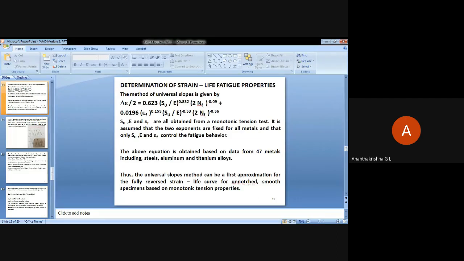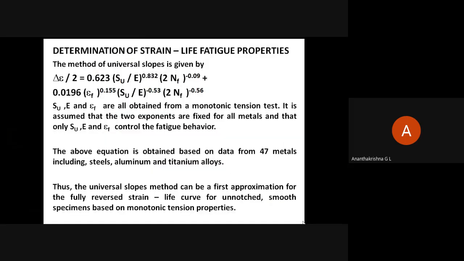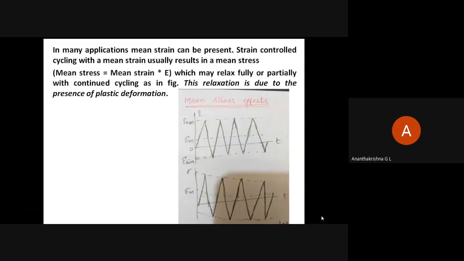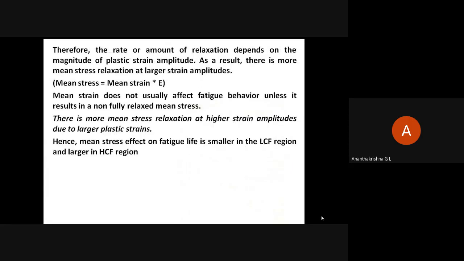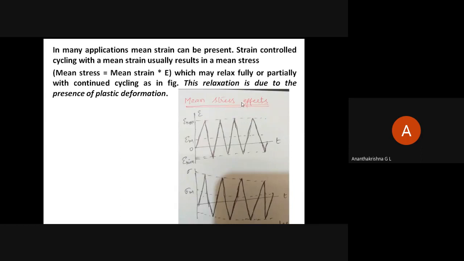And I think that's all in this strain life curve that you will take anyway. Next, mean stress effects on strain life. Have we taken mean stress effects? Let's see. This is the mean stress effects on strain life. We discussed the relaxation of a bike stand spring and so on. That happens because of repeated application of load. So mean strain can be present in strain controlled cycling. The mean stress is equal to mean strain times Young's modulus, which may relax fully or partially with continued cycling. This relaxation is due to the presence of plastic deformation.